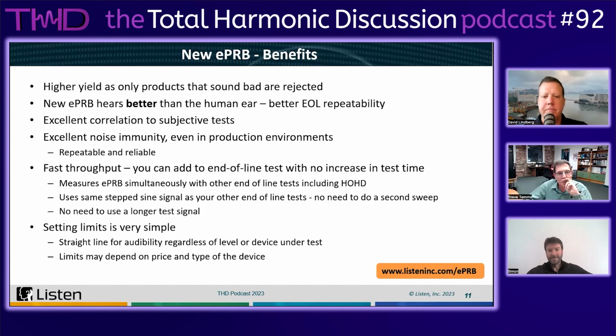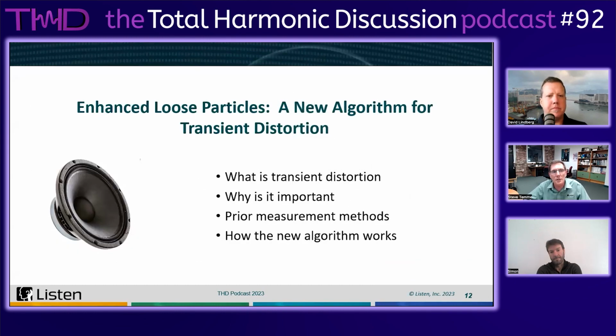So the one other thing I just wanted to talk about, speaking of perceptual measurements, is that periodic harmonic distortion is not the only kind of distortion out there. There is something that we like to call loose particle distortion. In the early days, we were catching rub and buzz, but there were cases where dirt, magnetic chips, foreign particles, whatever you want to call them, would fall into the voice coil gap. My favorite expression was crap in the gap. And we wanted to be able to catch that because it's also annoying.